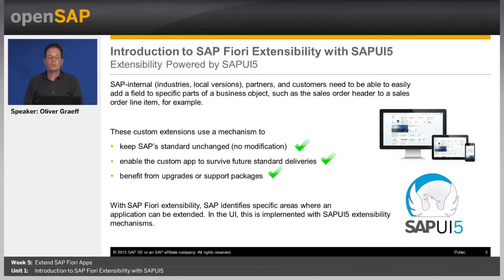So how do we do Fiori extensibility with SAP UI5? Focusing on the UI layer, we assume that I'm a customer and I want to add a specific field to my application. For example, to my business object, to my sales order header or sales order line items. And what options do I have?